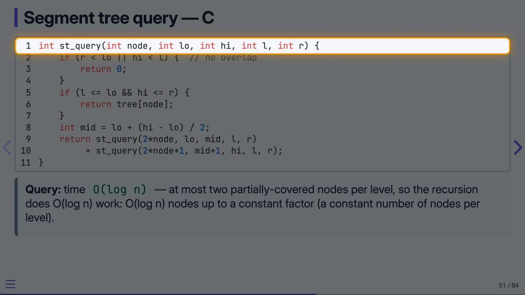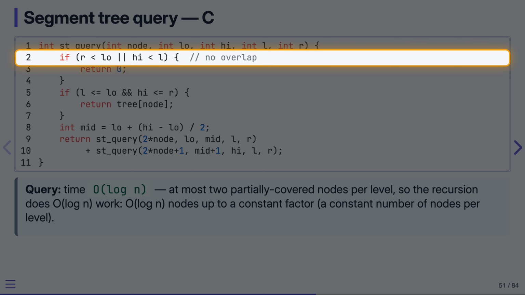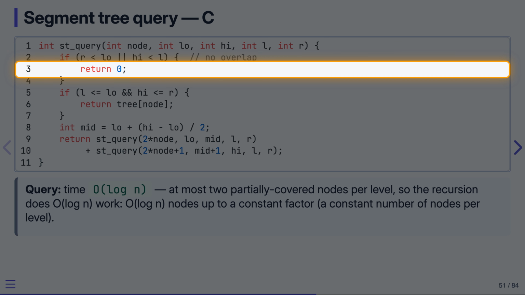The C version. ST query takes the node, the interval it covers, and the query range L to R. Case 1, no overlap. Return 0. Note 0 is the identity for addition. For a minimum tree, it would have to be a large sentinel instead, which is exactly what lab 3 changes.